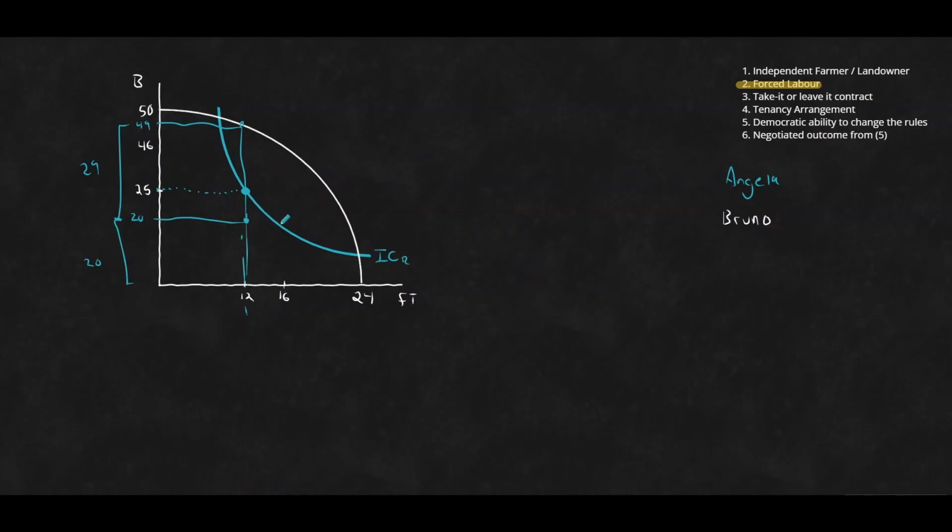Because if Bruno sets anything below this, essentially he's just going to get zero because Angela's going to escape and isn't going to provide this at all to Bruno. So it's not possible for Bruno to set anywhere down to the left of this reservation indifference curve. Let's clean up and talk about what that means on the other side then.